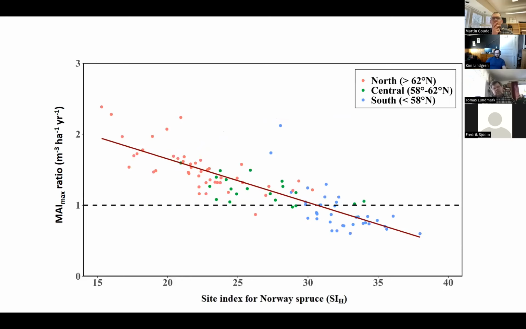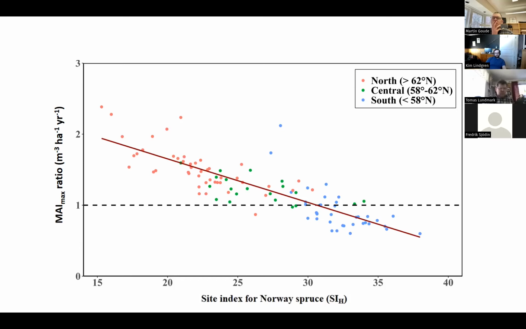And this figure presents the main result of that study, where on the y-axis we have the mean annual increment ratio between the two species, and each dot represents a single comparison of Scots pine and Norway spruce. So I hope we see here 102 dots. And then we have a dashed line in the middle, which is a ratio line.